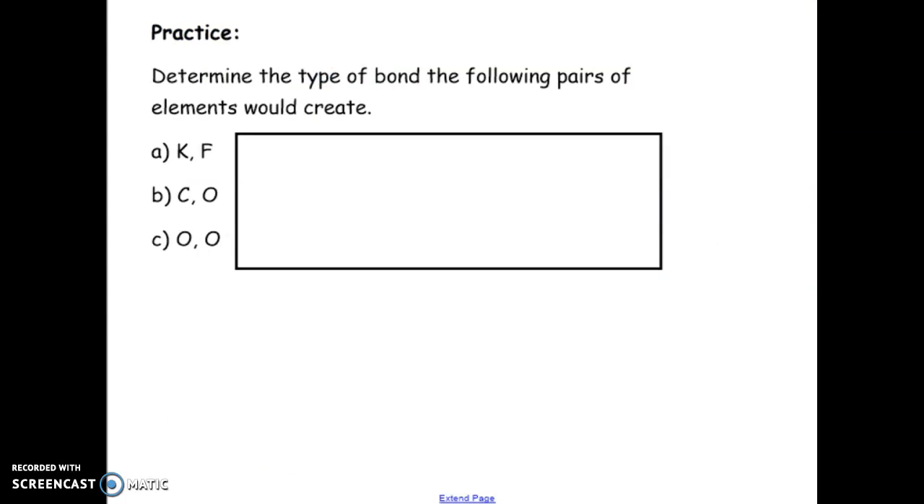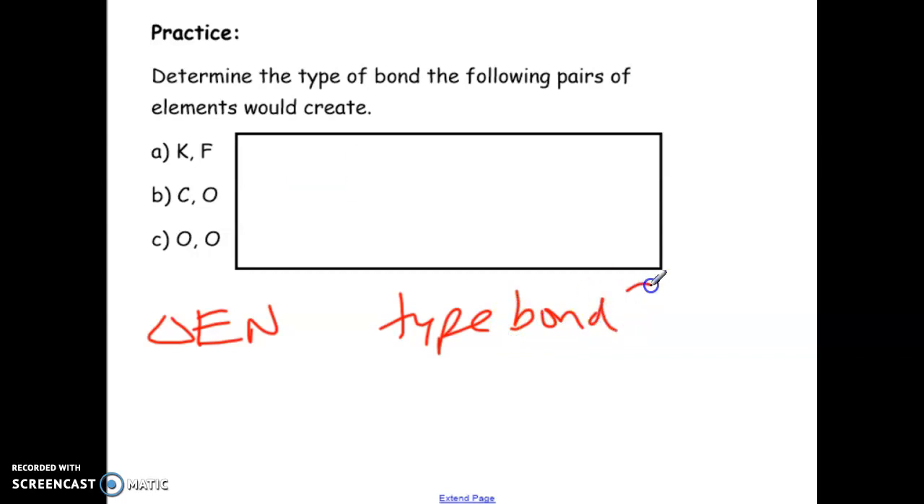Okay, so what I'd like you to do is use this as a practice. I'd like you to look up the electronegativities for each element in the pair that are given. So for A, it's potassium and fluorine. For B, it's carbon and oxygen. And for C, it's oxygen and oxygen. And I want you to do two things. Determine the electronegativity difference, and then tell me what type of bond it makes. Okay, so we can pause the video and give this a try.